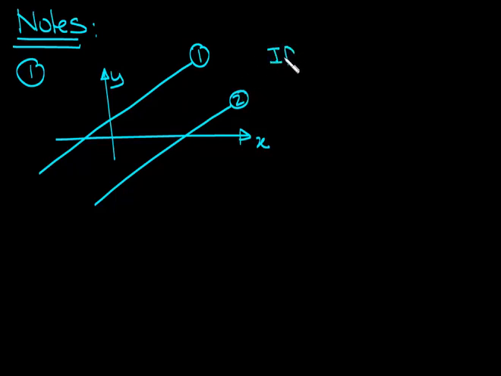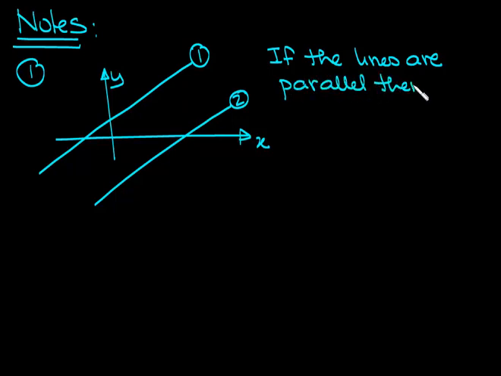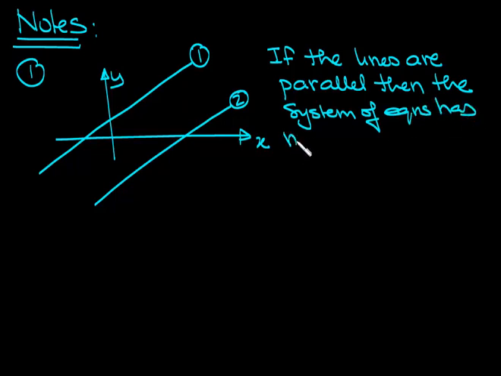So if the lines are parallel, then the system of equations has no solution. So if the graph of the equations, which happen to be lines, are parallel, then that system has no solution.